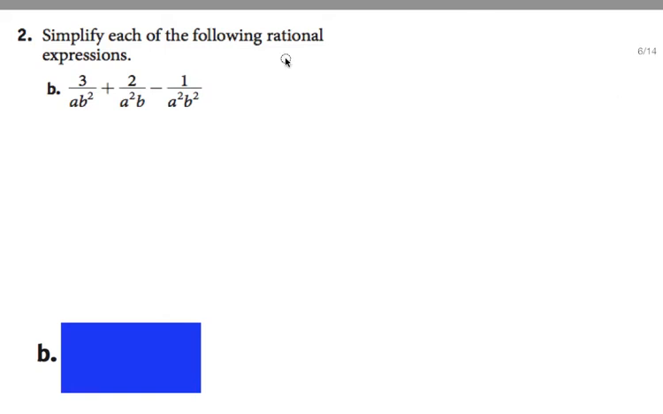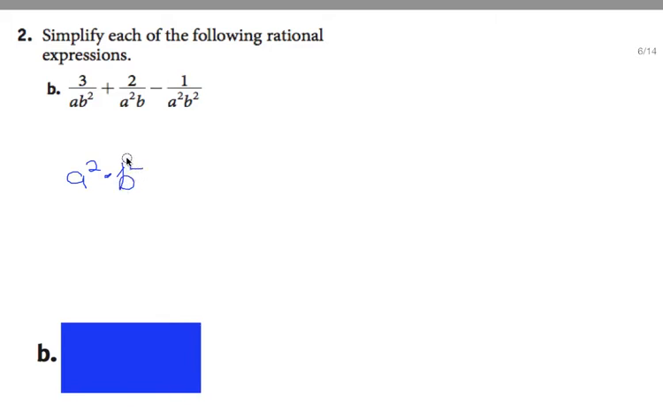Okay, this example, we're still simplifying rational functions. This time you have 3 fractions you have to combine, and each one of them is slightly different. In order to add and subtract these, you have to have common denominators. So our common denominator is going to end up being a squared times b squared. Okay?